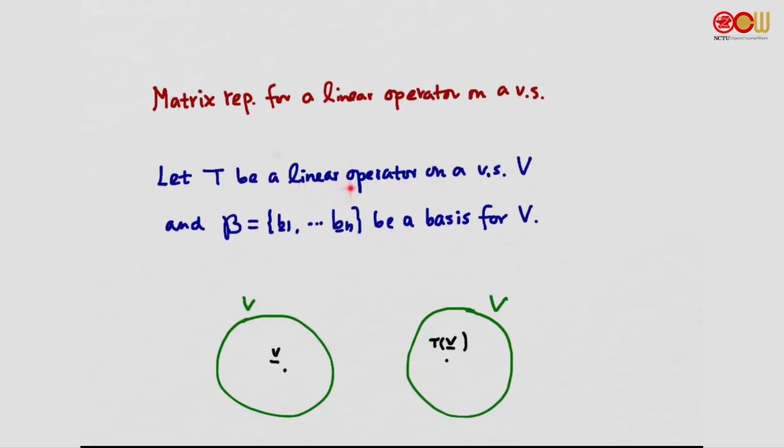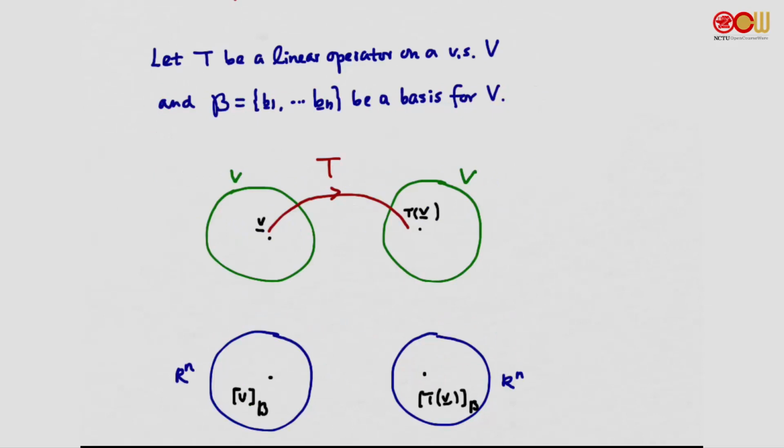Suppose T is a linear operator on a vector space V, and B is a basis for V. T goes from V to TV. This is T. To consider matrix representation of T, let's consider the coordinate vector of V and TV. From TV, we can obtain its coordinate vector by applying phi b. Then we get its coordinate vector. And now if we want to get from the coordinate vector to V, that will be the inverse of phi b.